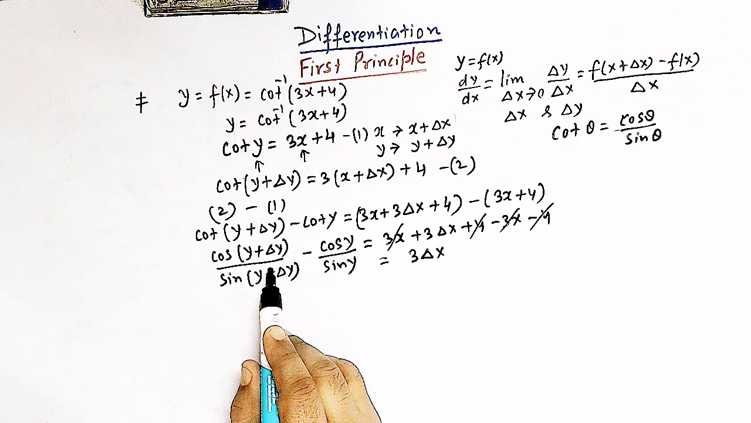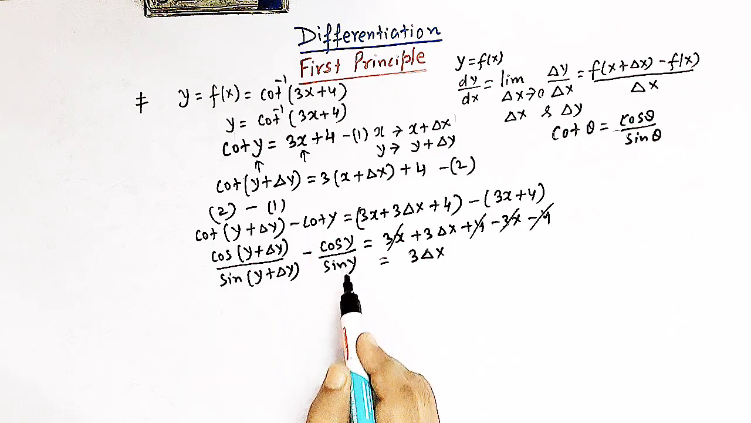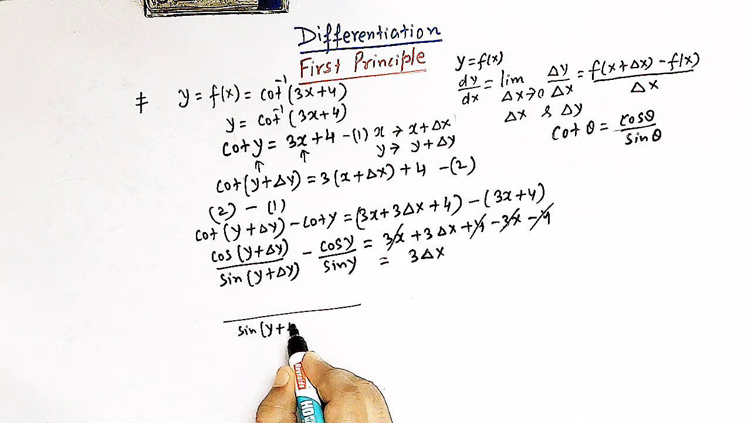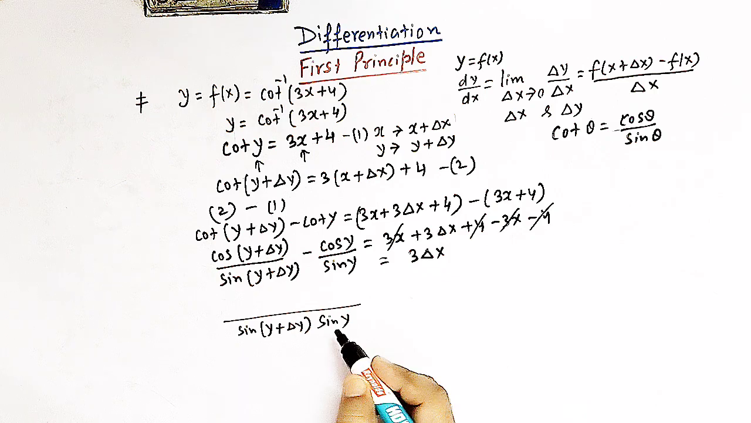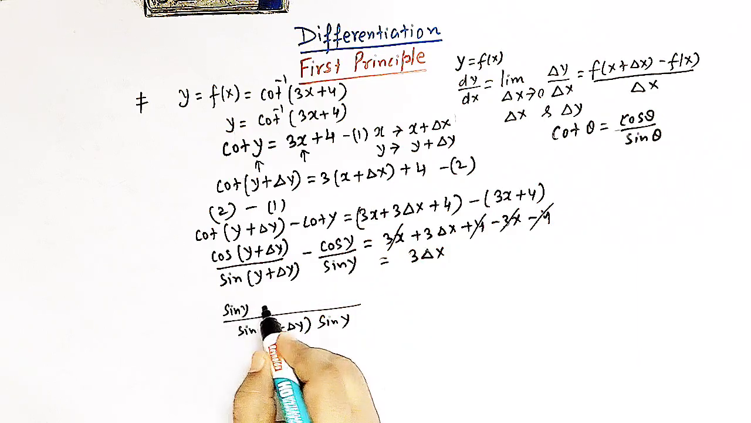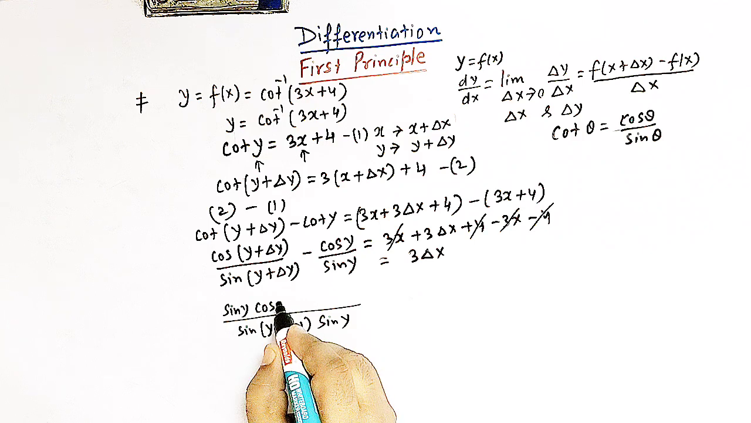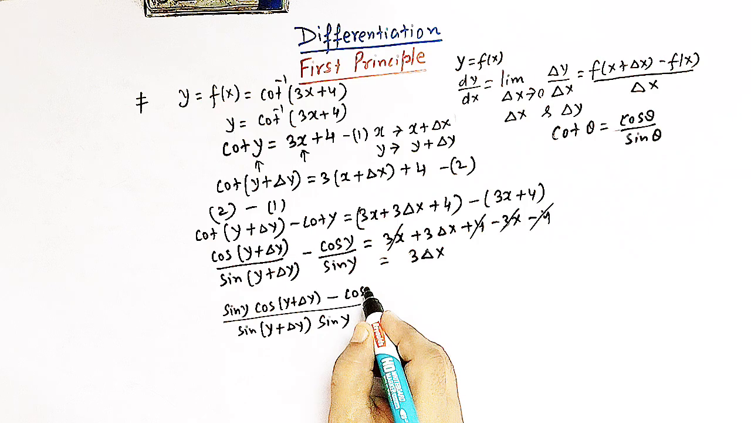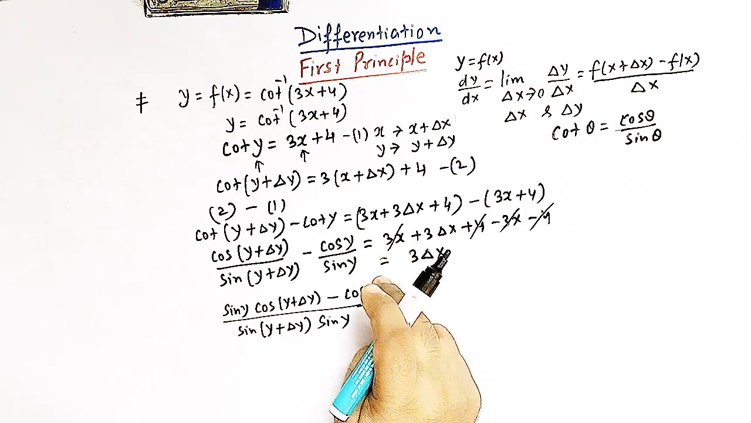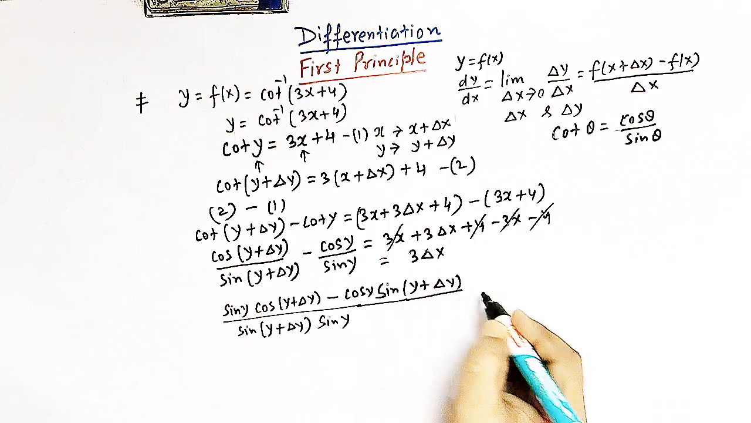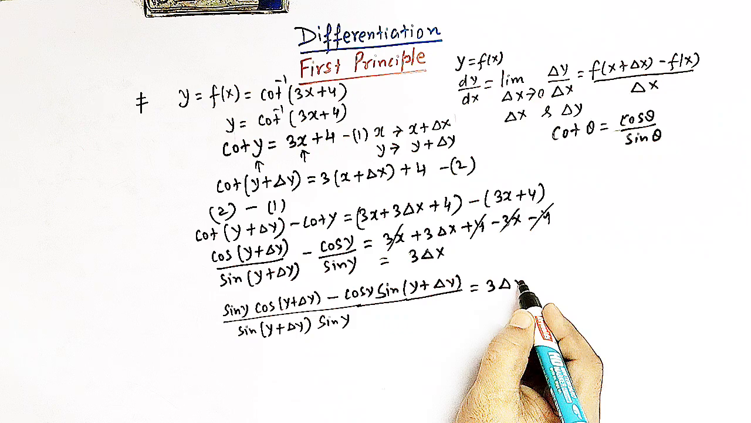Okay, so now let us simplify this expression by taking the LCM, that is sine of (y plus delta y) times sine y, and now we can cross multiply. So we have here sine y times cos of (y plus delta y), and then minus cos of y times sine of (y plus delta y), and here we have 3 times delta x.